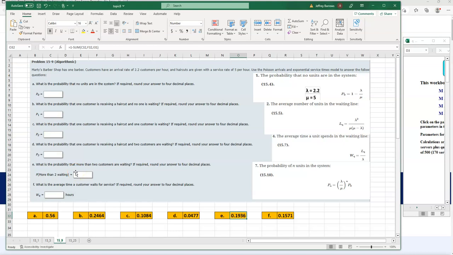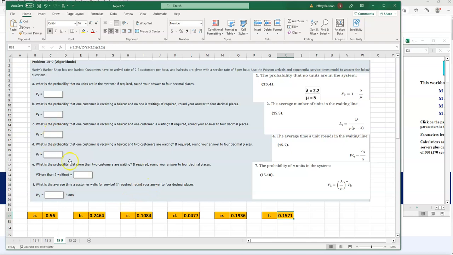What is the average time a customer waits for service? For the average wait time, you'll see here that I have used equation 4 that I believe I showed from problem 15.5. I just copied these over. So once you compute the average number of units in the waiting line, you can divide that by lambda, and then you will have the answer to F, what is the average time a customer waits for service?